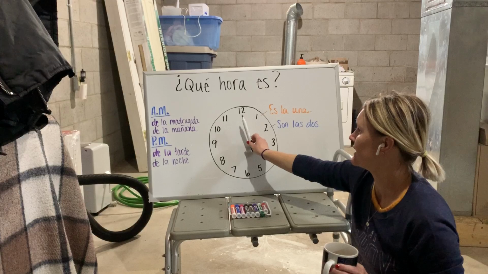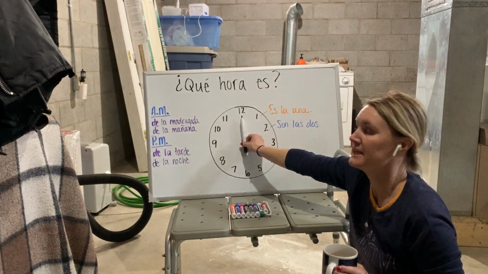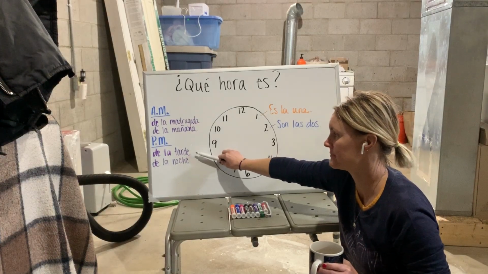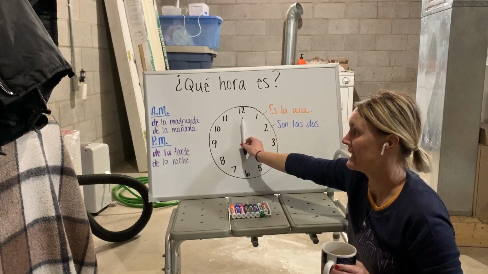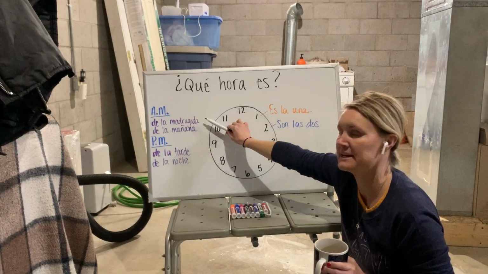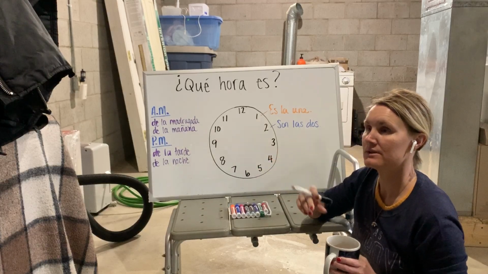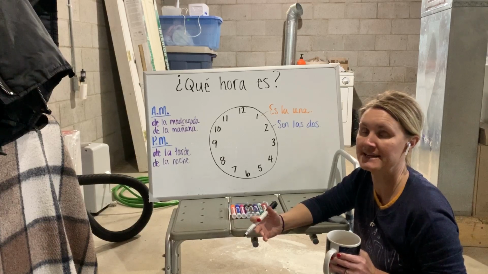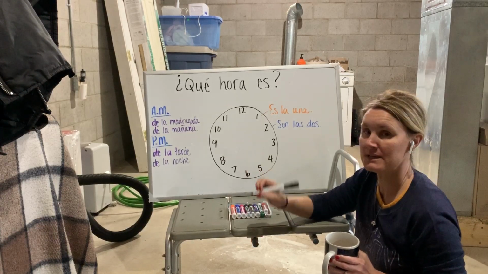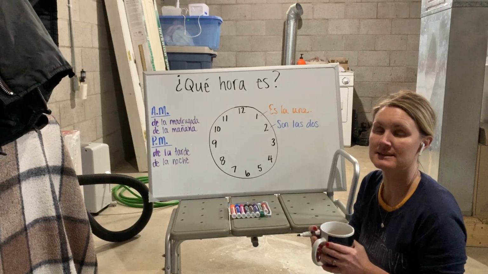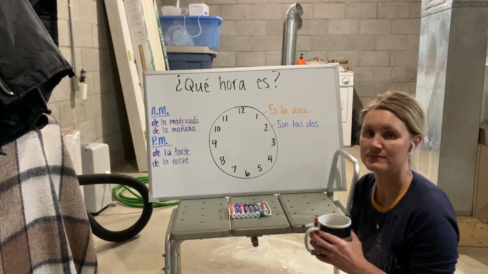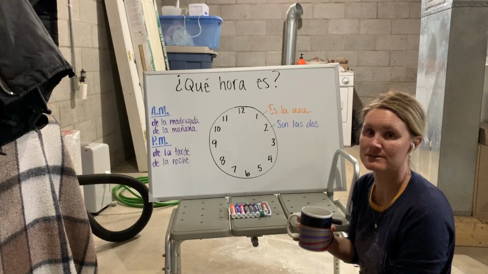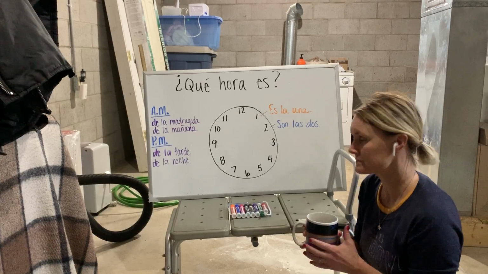So if it was 12 o'clock p.m., we could say son las 12 de la tarde. If it was 12 o'clock a.m., son las 12 de la madrugada. But just as there is in English, I could say it's 12 o'clock a.m., or I could say it is midnight. So it is midnight would be es la media noche. It is the middle of the night. If it was noon, it would be es el mediodía, which means it is the middle of the day.